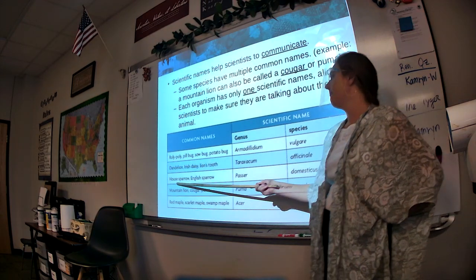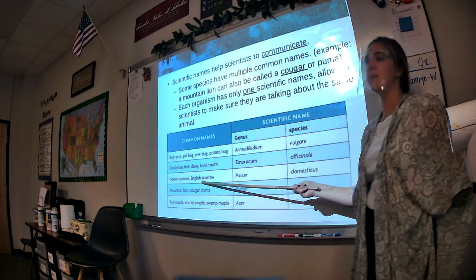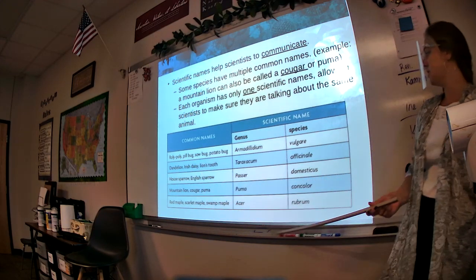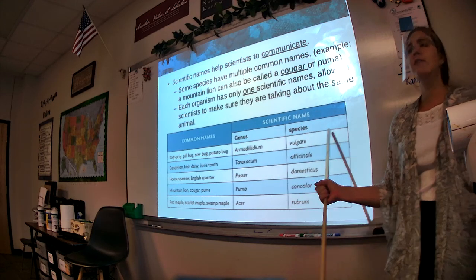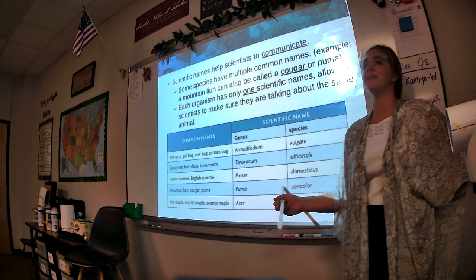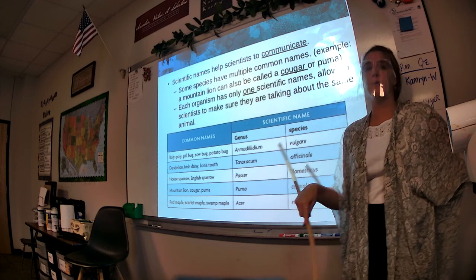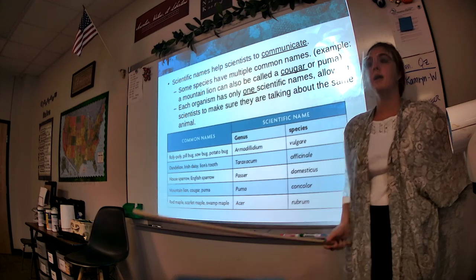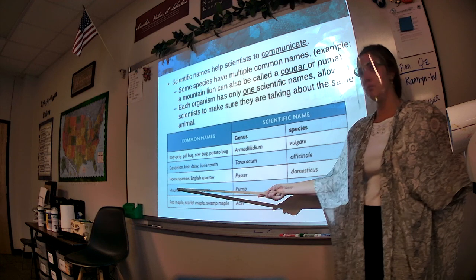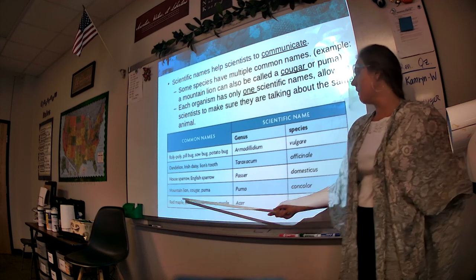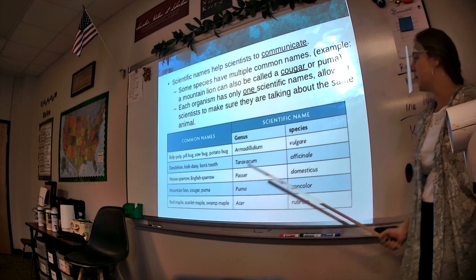Another one, the house sparrow or the English sparrow. It's called the Passer domesticus. Raise your hand if you've heard the word domesticated or domestic. Good, meaning house or something that is trained, something not wild. Okay? Hence, the house sparrow. Okay? Mountain lion, cougar, puma. The name is Puma concolor.